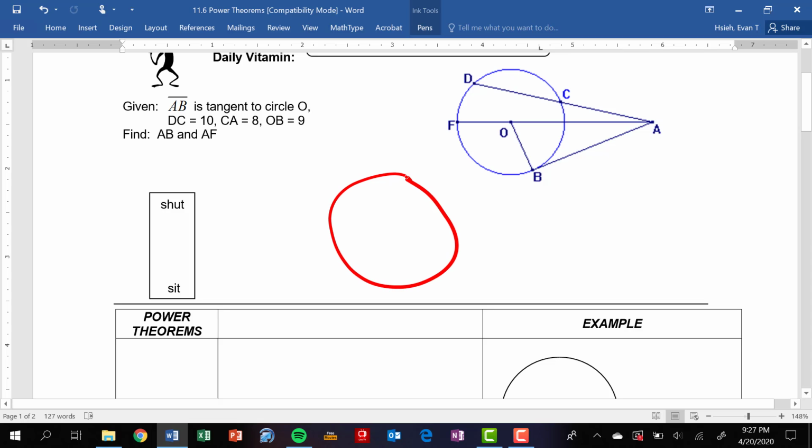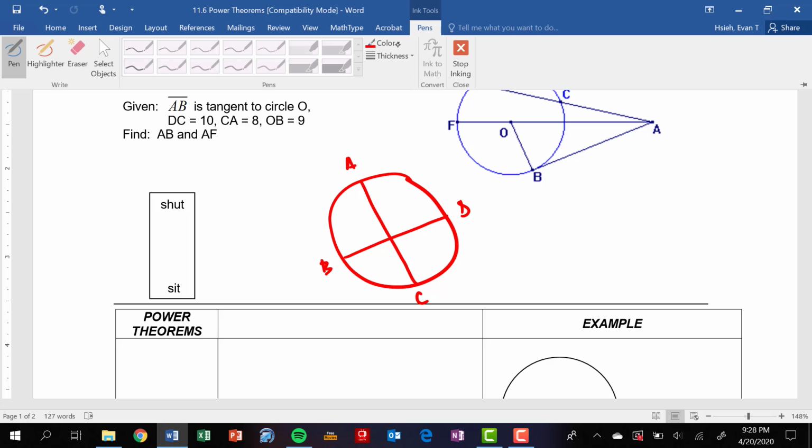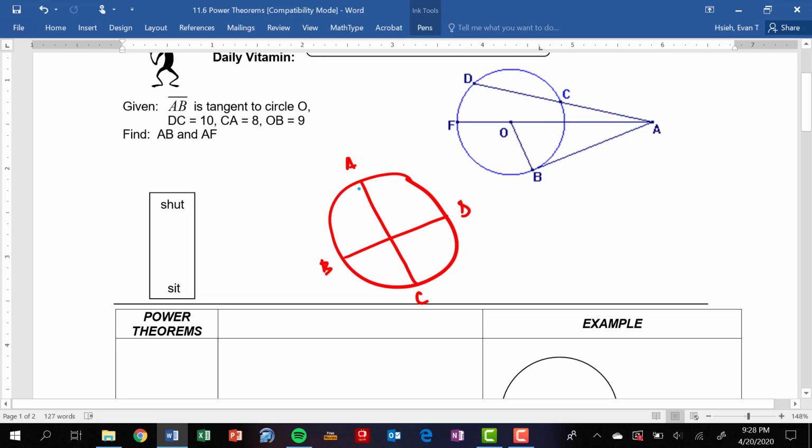And we'll start out with a chord and a chord. So something like this. We'll label it A, B, C, and D. And I'm going to go ahead and draw in a couple of auxiliary lines here. Let's draw in one here, and let's draw in one here. And let's call this point E down in the middle here.